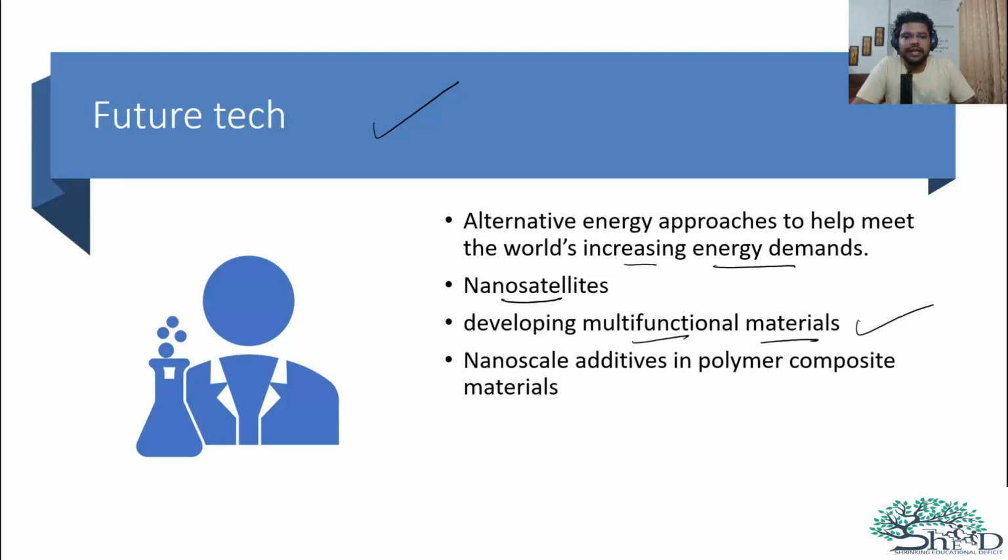Then nanoscale additives. Additives means something which you add to something, in polymer composite materials. This will create new materials, like replacing plastic, replacing heavier metals and creating lighter metals. So a lot of things will come up, and this is a very interesting field. Whenever your exam is there, please do brush up on current affairs that are given by Amrita.